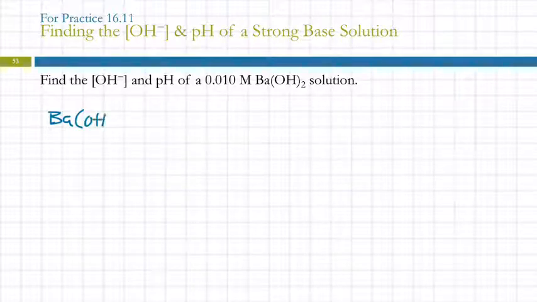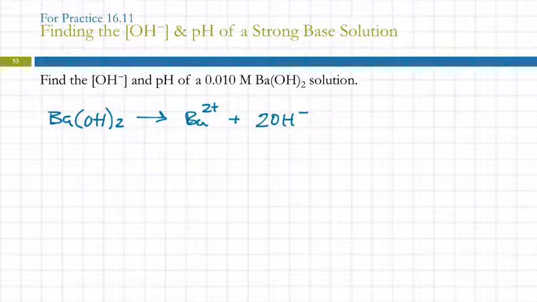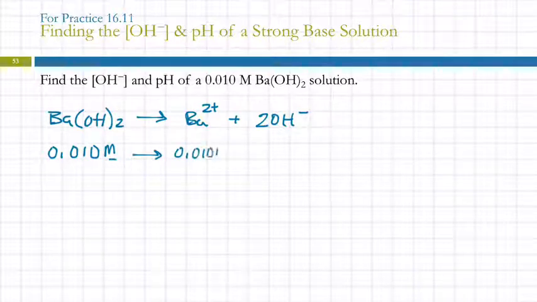So we have Ba(OH)2, and that's going to dissociate and form barium ions and hydroxide ions. We're going to get 2 moles of hydroxide ions for every 1 mole of barium hydroxide. So if I'm starting with 0.010 molar barium hydroxide and all of it dissociates, then I'm going to end up with 0.010 molar barium ion and 2 times that for the hydroxide ion.